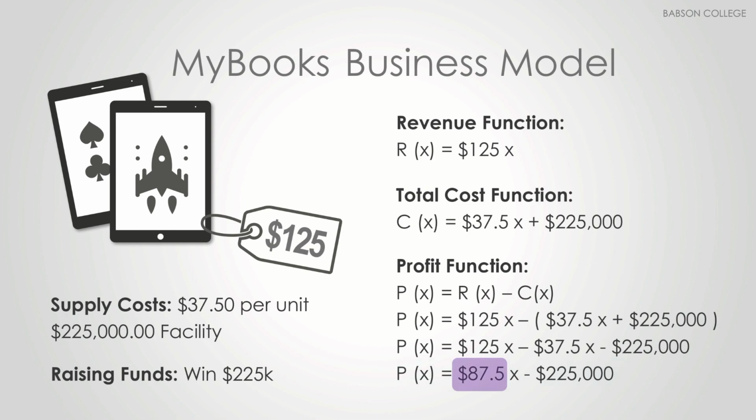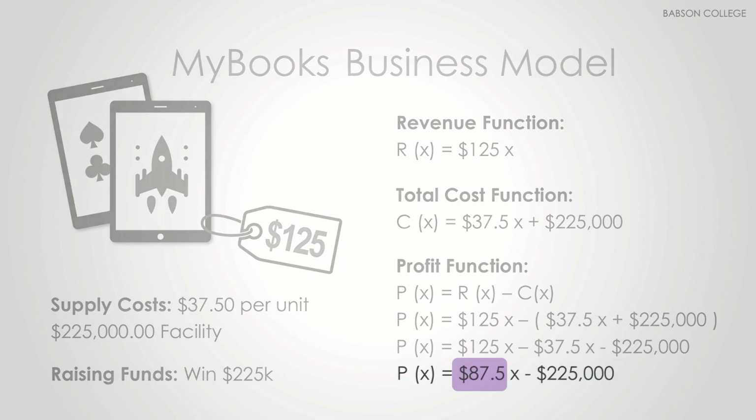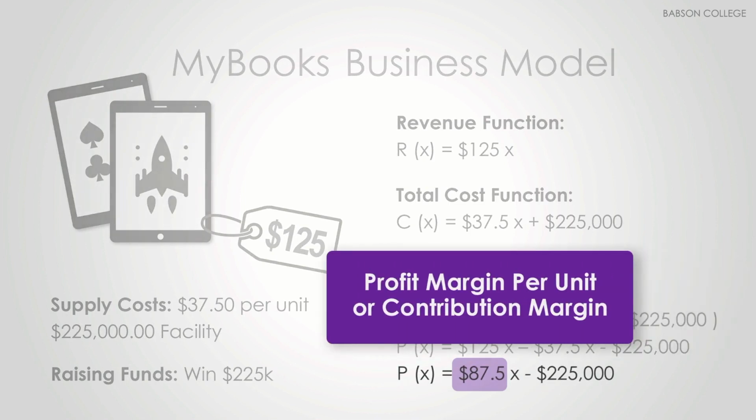Note that the $87.50 is our profit margin per unit, often simply called margin. It is also called contribution margin. One way to think about this is that we will contribute $87.50 to cover our fixed cost and eventual profit for each unit that we sell. Let's look at some questions to test our knowledge.